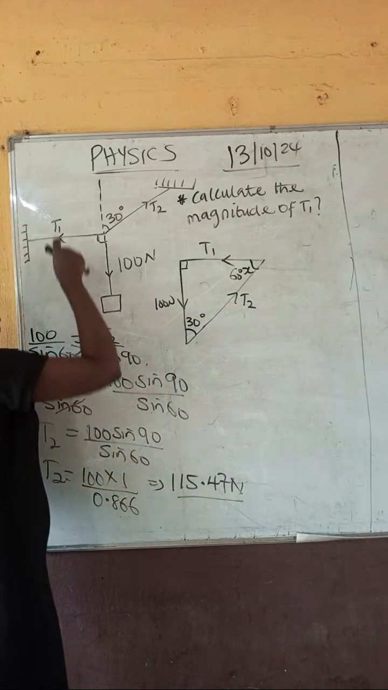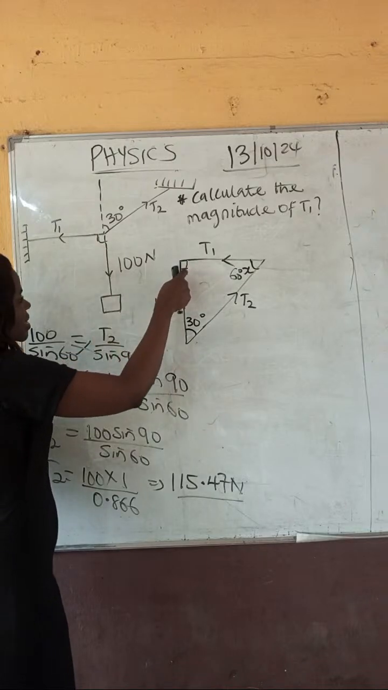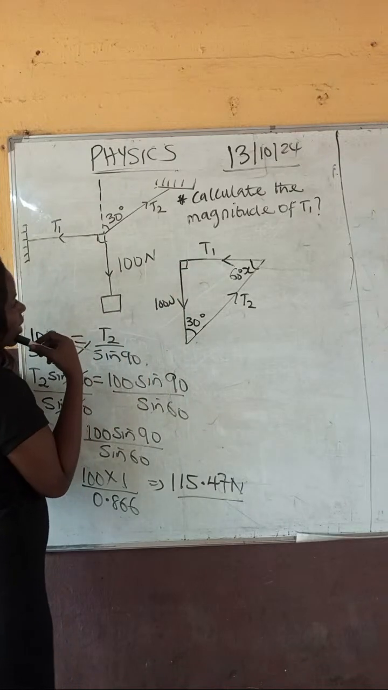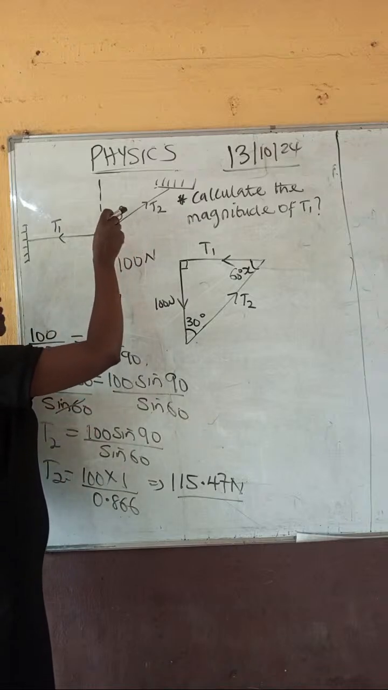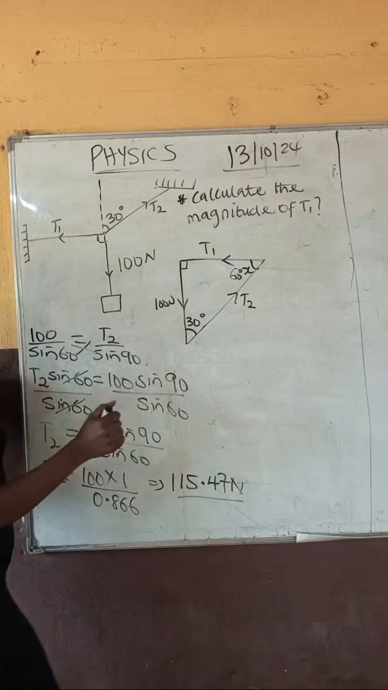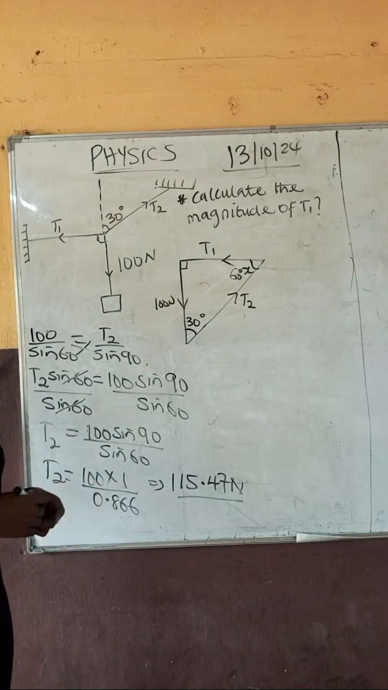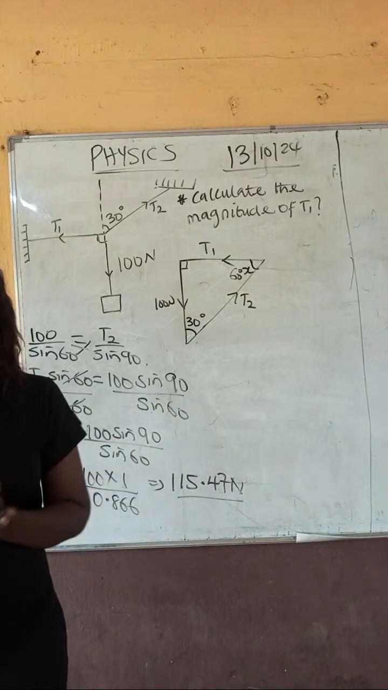And mind you that T1 and 100 Newton have an angle of 90 degrees. And that is this angle here. Okay? Then T2 makes an angle of 30 degrees with the vertical. And that is why the angle is touching the vertical. So this is how you can apply sine rule to solve the principle of triangle of forces. I hope you understand. All right.